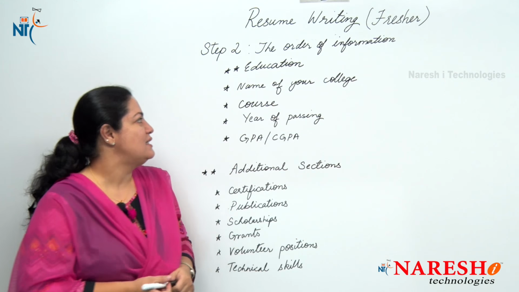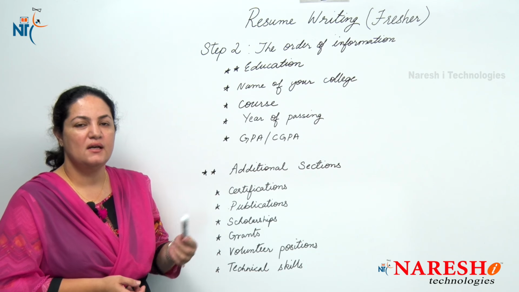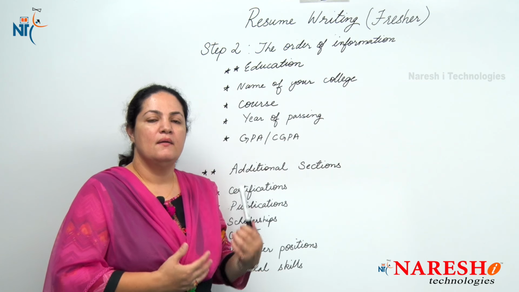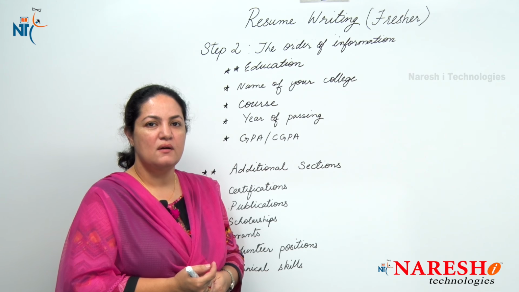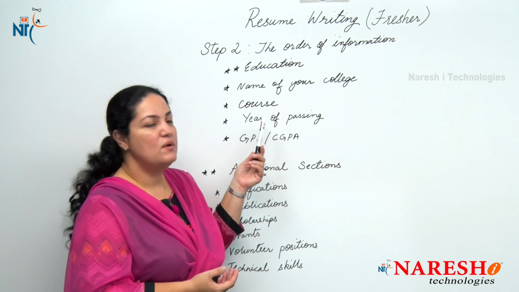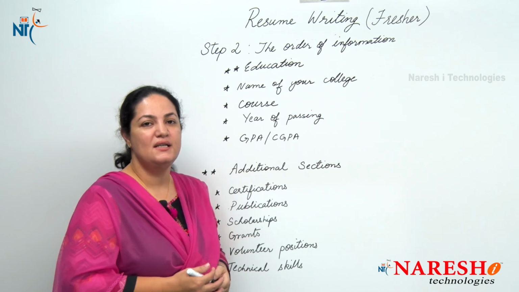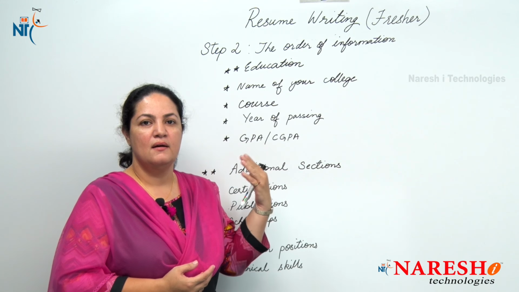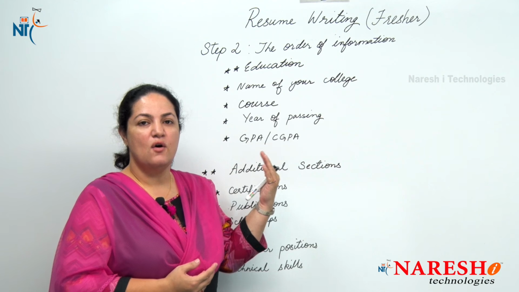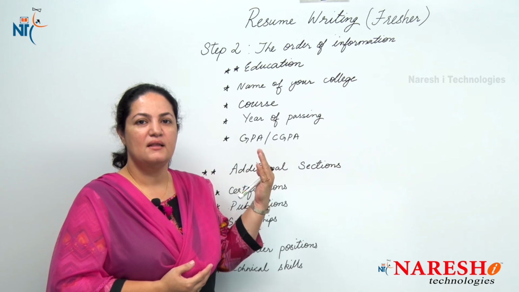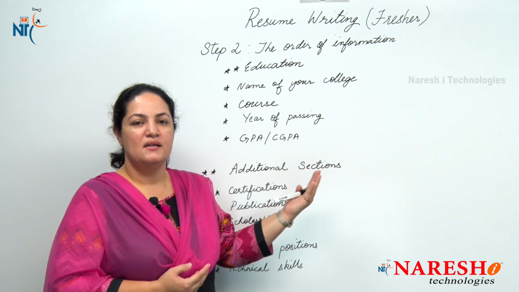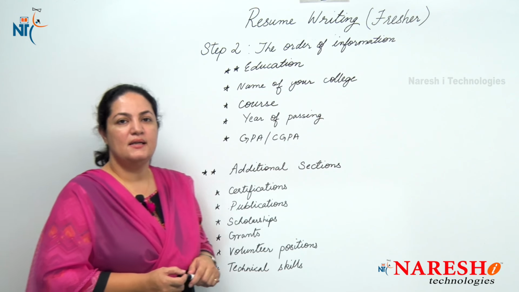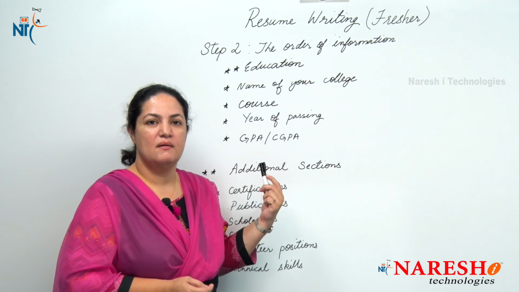So in educational details, you will include the name of your college, and if you want to extend, you can even write the name of your university or the board where you completed your education. Then course details, again in reverse chronological order. It is from your honors to your post graduation, and then your graduation, and then your 10+2, and last the 10th, and then your year of passing, and which year you passed.